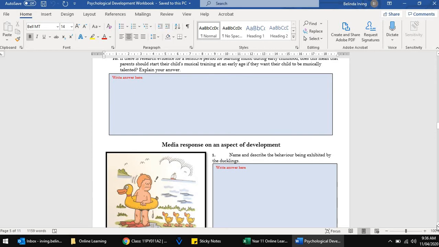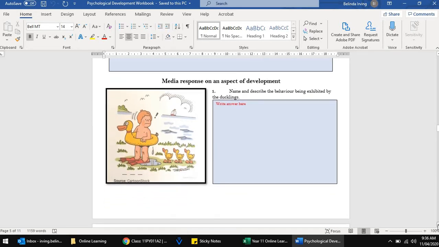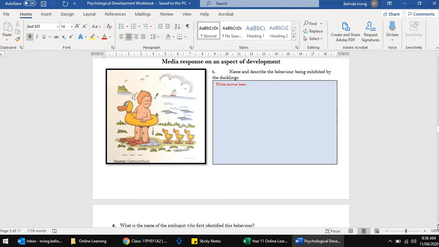All right, so the next one is a media response, right? So you need to look at that particular cartoon. Name and describe the behavior being exhibited by the ducklings. You'll need to have a look at, it's in the sensitive and critical periods PowerPoint, so you will need to go back a little and do a little bit more research on this one. I'll give you a hint, think imprinting.